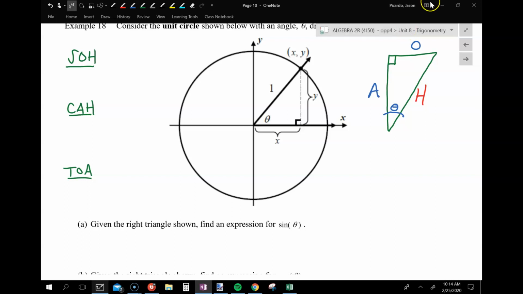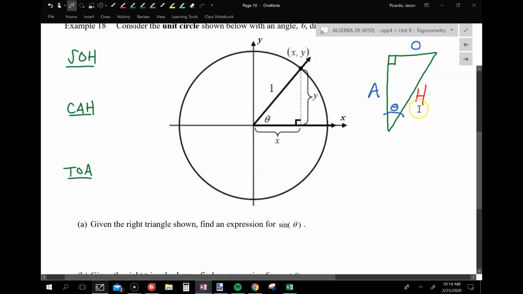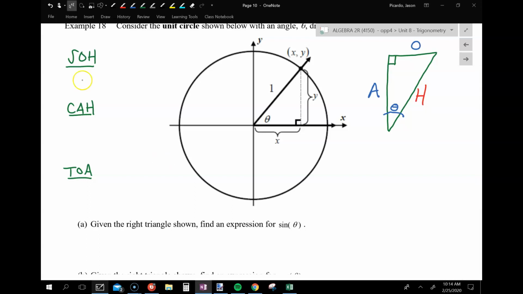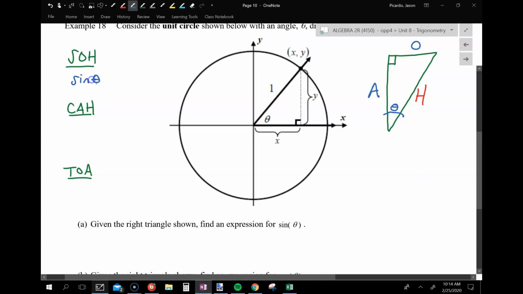So I have an A, an O, and an H. Everybody got that so far? Okay. Here's what you need to now remember. The sine of any angle. So if I asked you guys, class, I want to know what is the measurement of the sine of this angle, you're going to remember this phrase. So, sine of that angle is equal to the opposite side divided by the hypotenuse. Check it out. SOH.